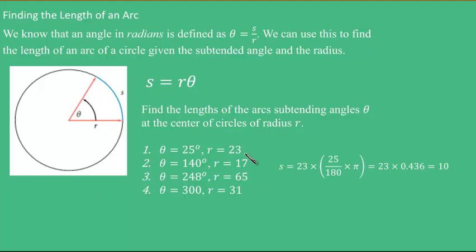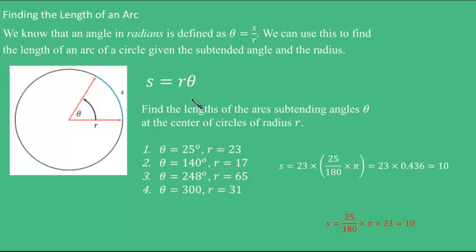So in this first case, we have that the radius is 23 and we need to multiply it by the angle in radians. We just ask ourselves, well, 25 degrees, what fraction of 180 is that? And whatever that is, that's going to be how much of pi this angle is in radians. So 25 over 180 times pi gives us 0.436, and then of course we get 10. So the length of this arc is 10.